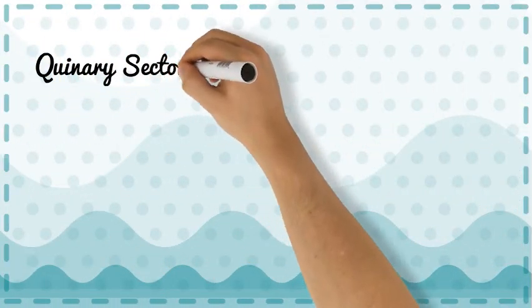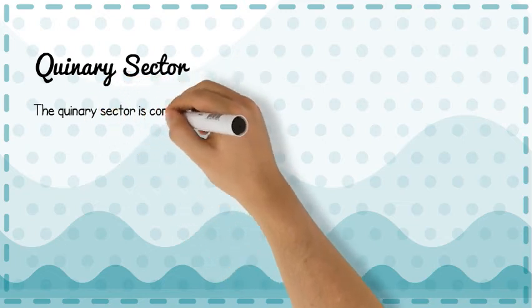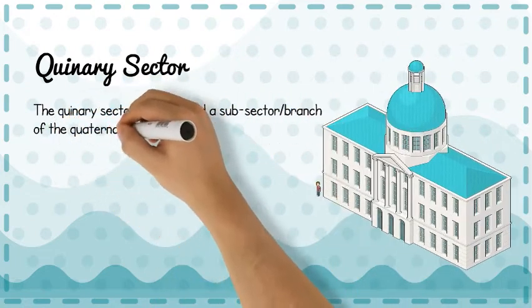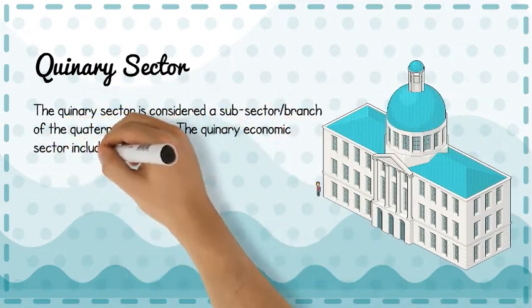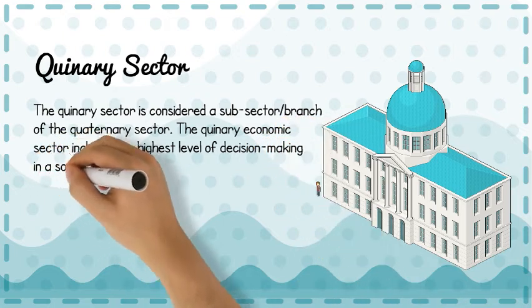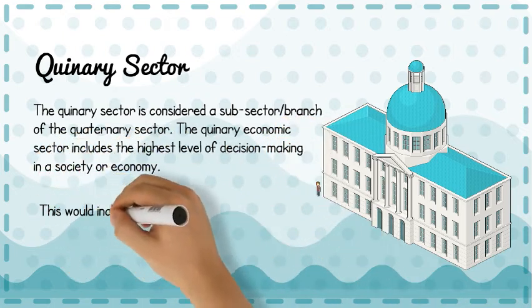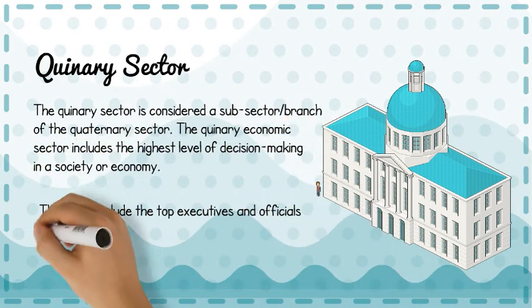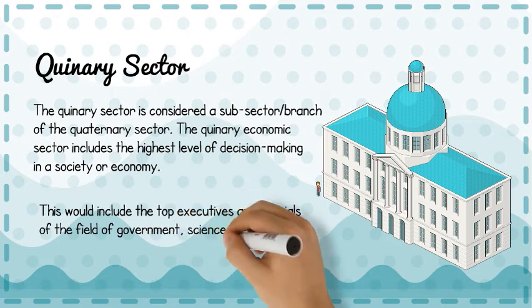The quinary sector. The quinary sector is considered a branch of the quaternary sector. The quinary sector includes the highest level of decision-making in a society or economy. This would include the top executives and officials of the field government, science, universities, culture, and media.